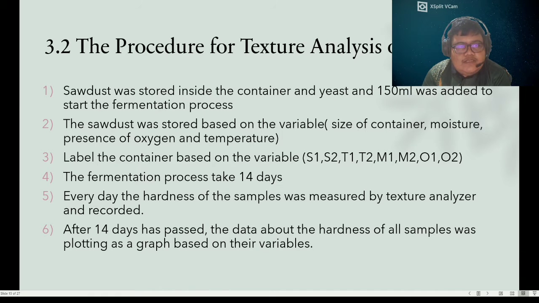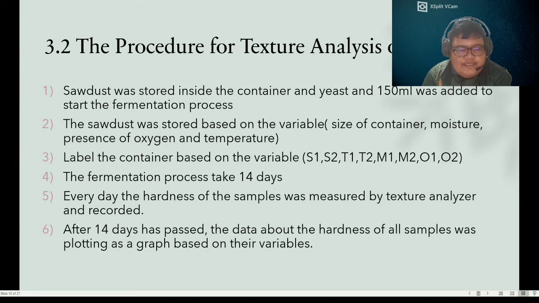The sawdust was stored inside the container, and we added the yeast and 150 ml of water to start the fermentation process. The sawdust was stored based on their variables, such as the size of the container, the moisture, the presence of oxygen, and the temperature. After that, we labeled the containers based on the variables as S1, S2, T1, T2, M1, M2, O1, and O2.